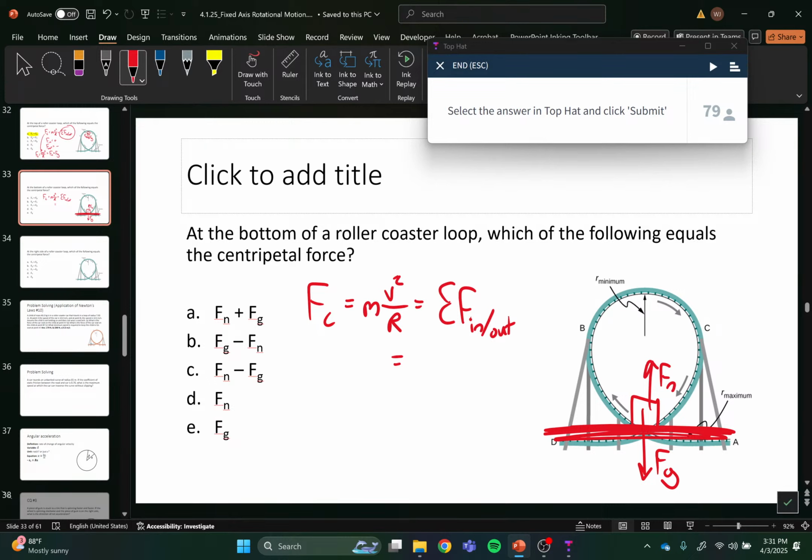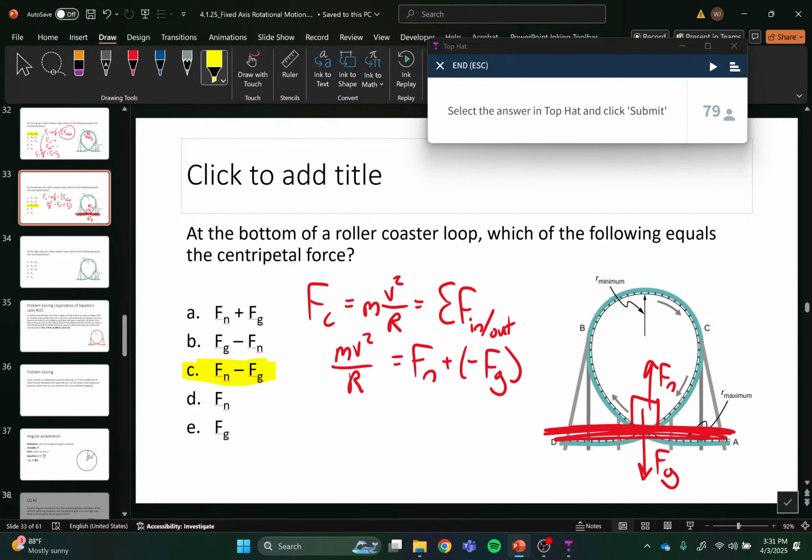So this equals mv squared over r equals normal force points inward, so it's positive. Gravity points outwards, so it's negative. And that's our answer. In and out. That's all we care about. If it's inward, it's positive. If it's outwards, it's negative.